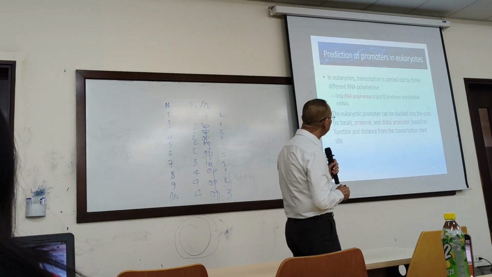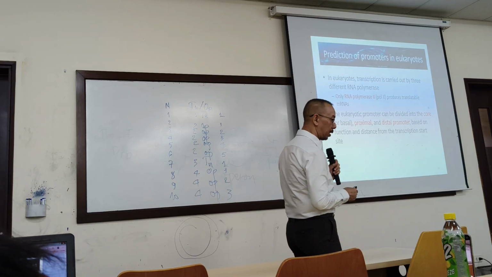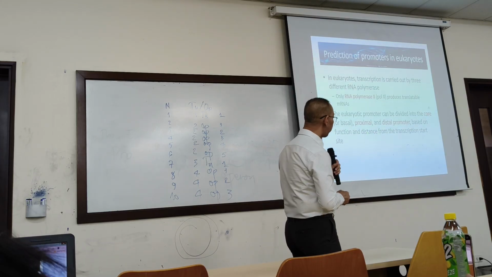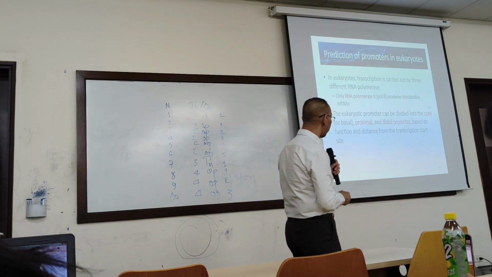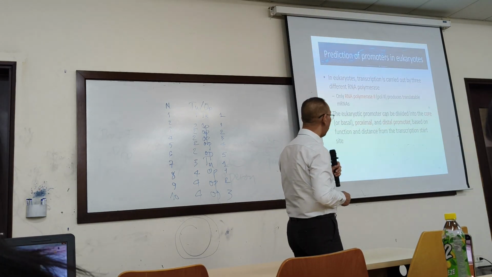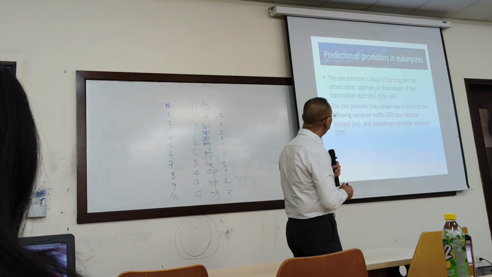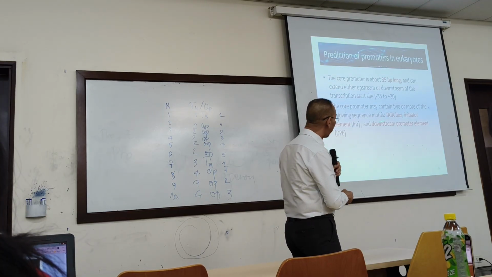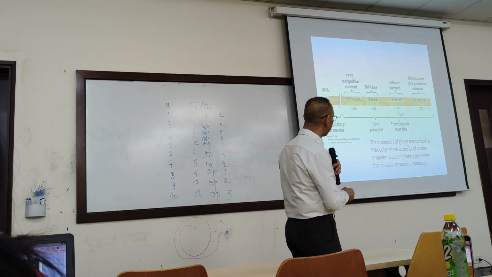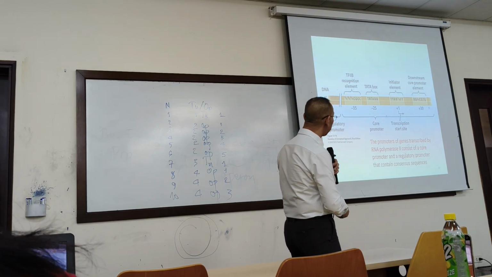In eukaryotes, transcription is carried out by different polymerases, and the location of the promoter is not defined. We classify into core promoter, proximal promoter, and distal promoter. So the distance from the start site is quite different and they also have different functions. The core promoter has the consensus sequence TATA box. And the core promoter also has regulatory elements.